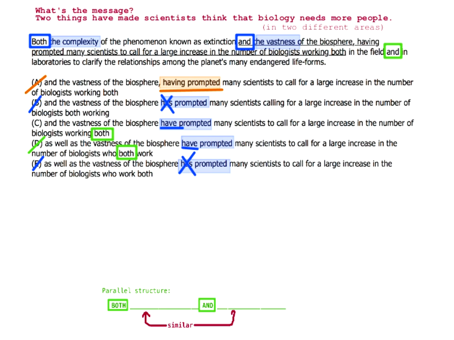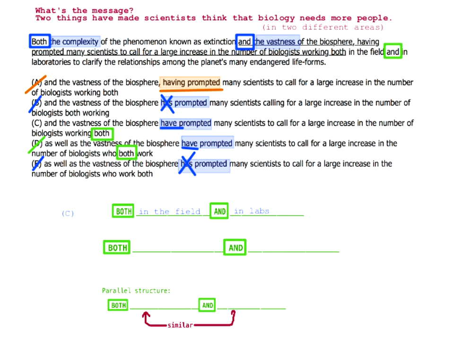But, I mean, this is very basic parallel structure. Again, if you spell it out, if you just look at what happens in those choices, right? Choice C has both in the field and in labs. Hey, it's perfect. Choice D has both work in the field and in labs. Whoops, those are not parallel because that is not parallel to anything.